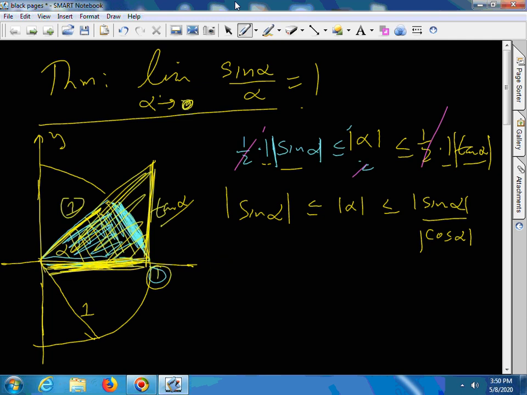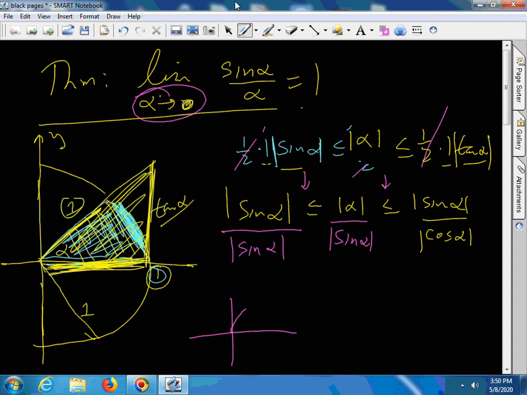Now I'm going to divide by the absolute value of sine alpha. And I don't have to worry about changing the directions because it's positive. And remember, the angle will never be 0. Okay, so we'll be around here, but not 0. We remove that piece. Probably a more appropriate graph would have been near 0.